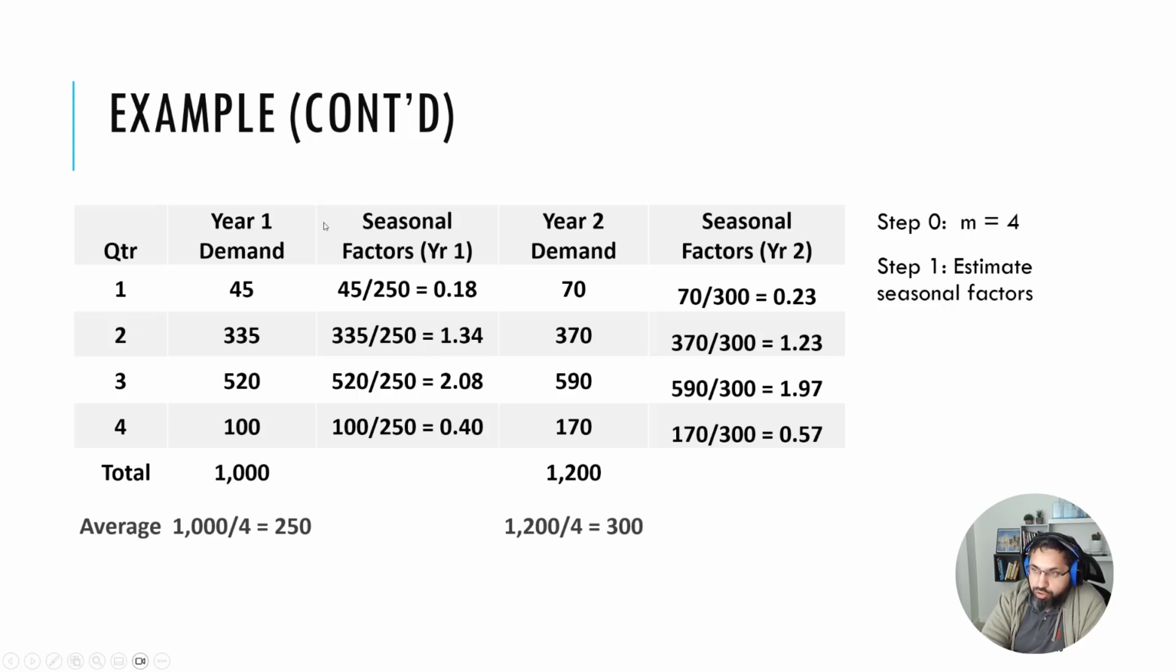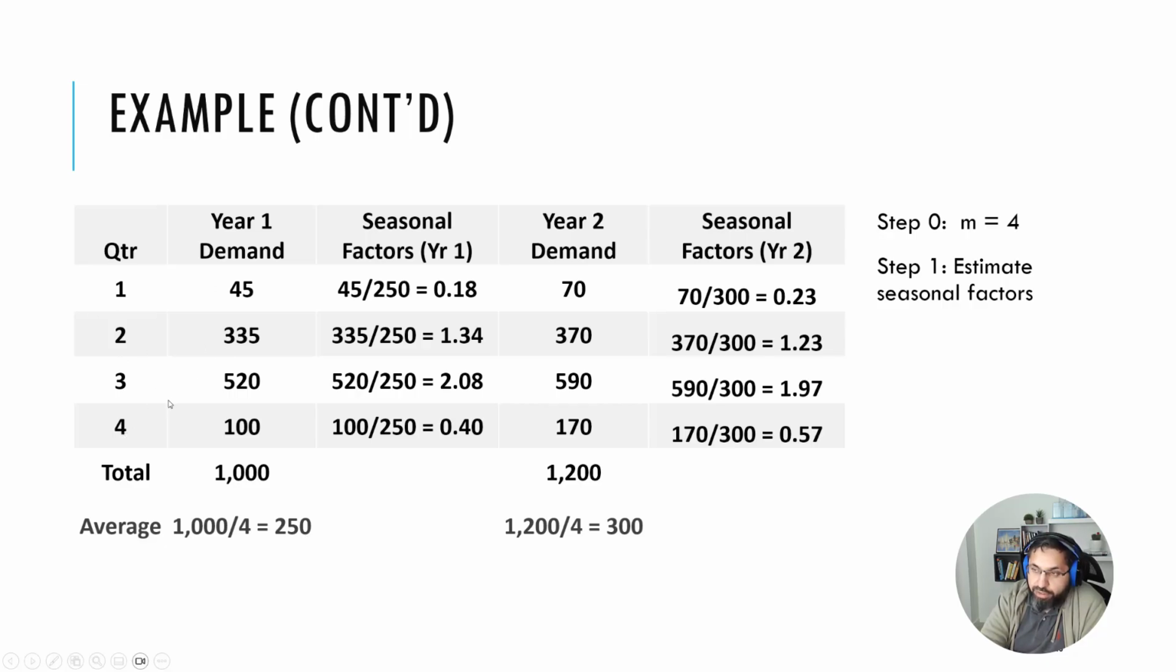Okay, so year one demand is given here, year two demand is given in this column. We can find the total demand for the year, divide by 4 to get the average quarterly sales. So in year one, on average, we are selling 250 per quarter.